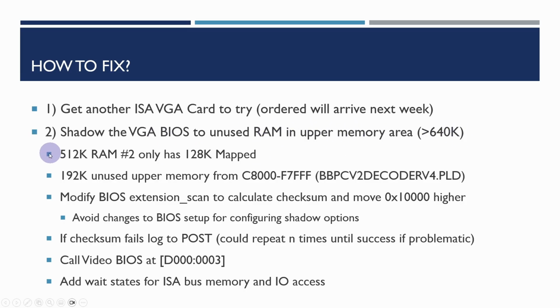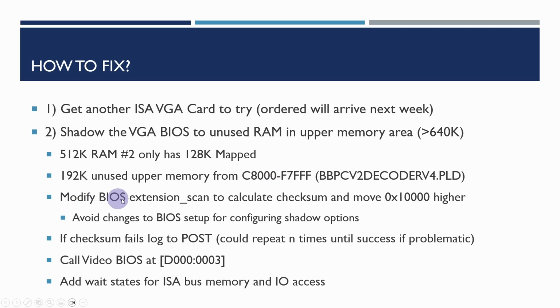Now at the moment, the Breadboard PC has two 512K RAMs. However, the second RAM has only got 128K mapped, so that gives us our 640K. However, there is about 192K of unused upper memory in the C8000 to F7FFF range. So this is just below the BIOS ROM and above all of the VGA memory and VGA BIOS. So what I've done is I've modified the decoder chip so that this area of memory is now available, so we can use this as upper memory.